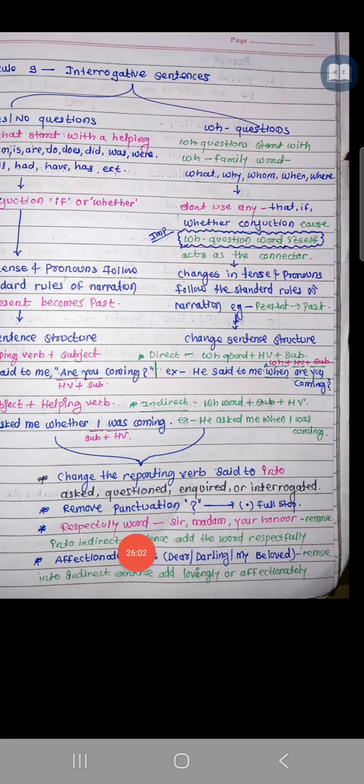Next, the respectfully word: sir, madam, your honor. Remove those words in the indirect sentence and add the word respectfully. That means when we speak, sir, please come here, sit here. Sir, please come here and take a seat. Yes, sir, please. So they show the respect when we say sir or madam, whenever we are showing respect to that person.